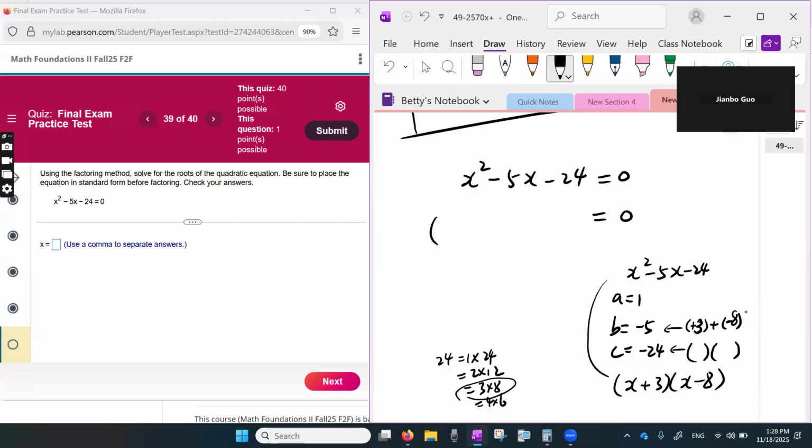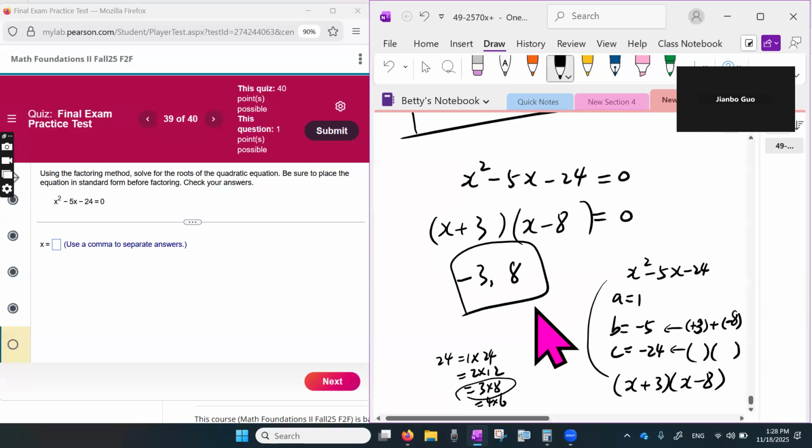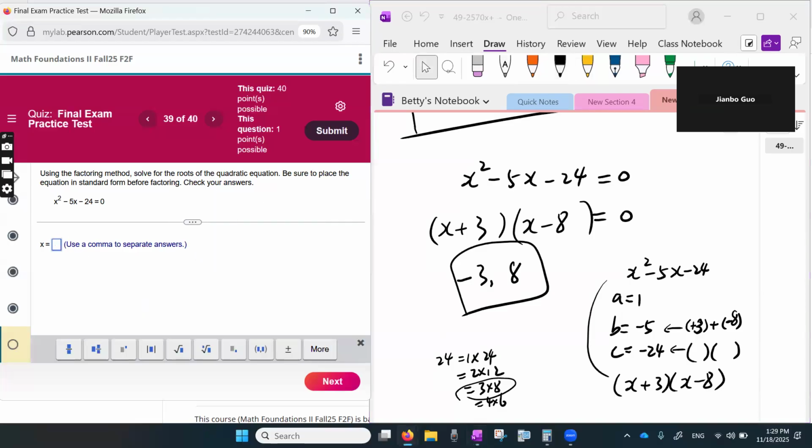And put it back. X plus 3, x minus 8. And their opposites, -3 and +8, are going to be the solutions. Okay, -3, +8. -3, comma, +8.